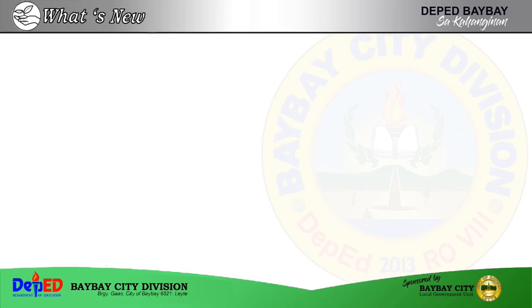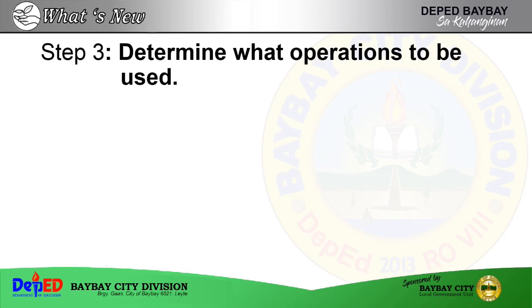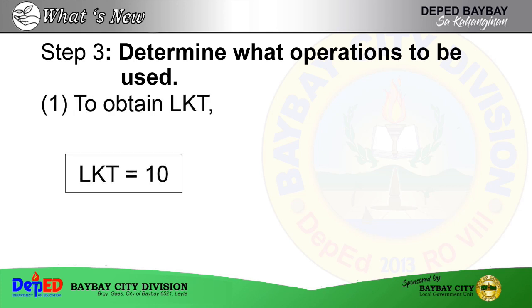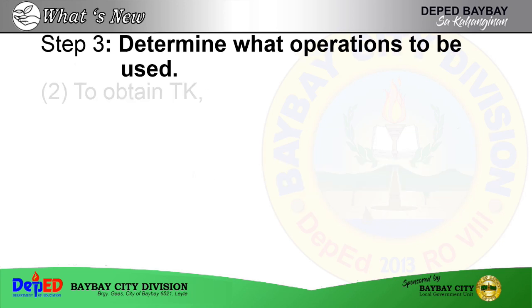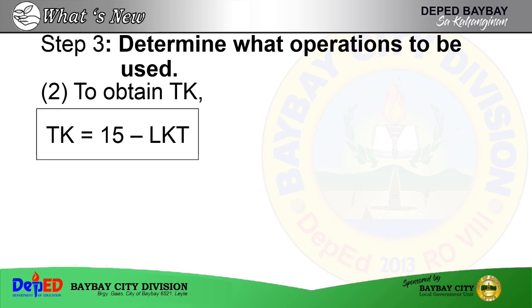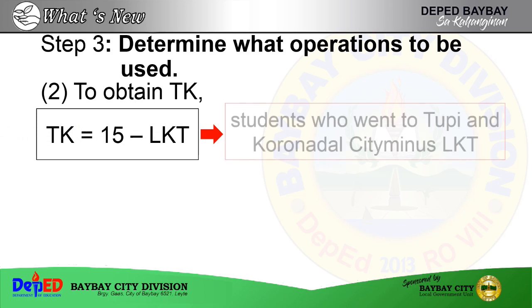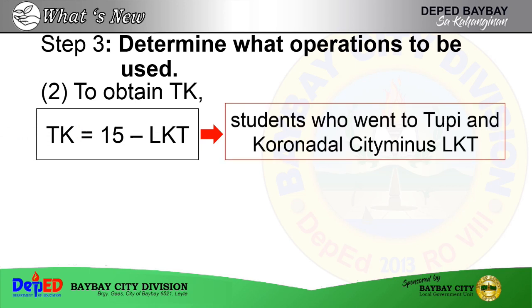Step 3. Determine what operations to be used. To obtain the variable LKT, LKT is equal to the 10 students who visited the 3 tourist spots. To obtain TK, TK is equal to 15 minus the variable LKT. These are the students who went to Tupi and Koronadal City minus LKT. TK is equal to 15 minus 10.